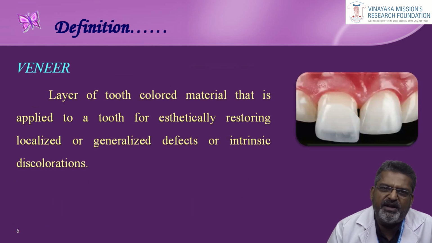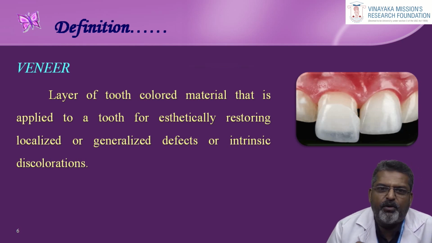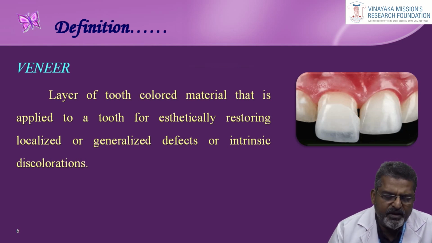Coming to the definition as it is, to have a better understanding in the field of prosthodontics or dentistry, we need to understand what a veneer is. It is simply explained as a layer of tooth-colored material that is applied to a tooth for essentially restoring a localized or generalized defect or intrinsic discoloration. These three points are very important to understand when we do veneering.